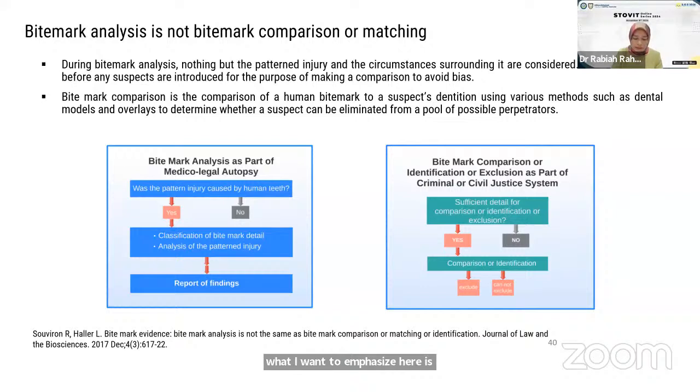when we see a bite mark-like injury, we have to first establish whether this pattern injury is caused by a human or not, and whether it fits the characteristics of a bite mark.